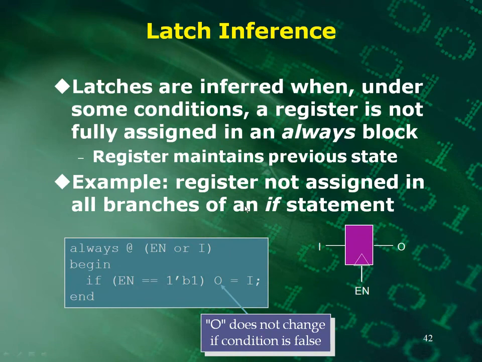So latches are inferred when under some conditions a register is not fully assigned in an always block. And so what happens is the register maintains its previous state. Here's an example. The register is not assigned in all branches of the if statement. So here I've said if enable equal 1, O equal I. Here I'm using the blocking statement, the equal sign. It's different for the non-blocking. If you're using this and you don't describe all of the conditions for it, then you may infer a latch.